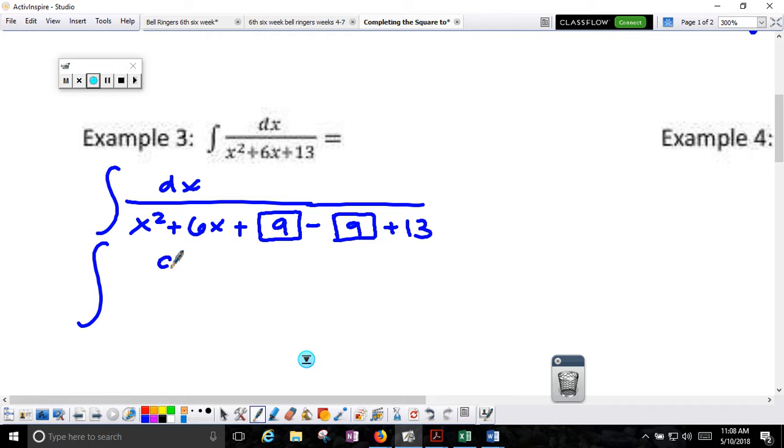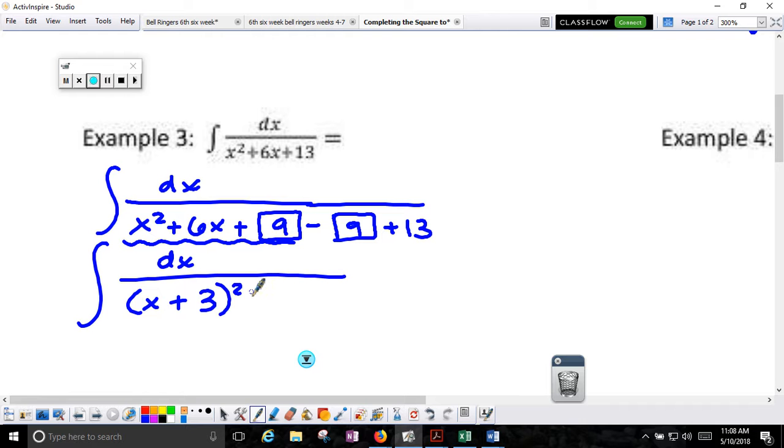Okay, let's go ahead and simplify what we have. This is a perfect square trinomial. We're going to write that as a binomial squared. X plus 3 squared. Let's combine what we have left. We have 4 left over.